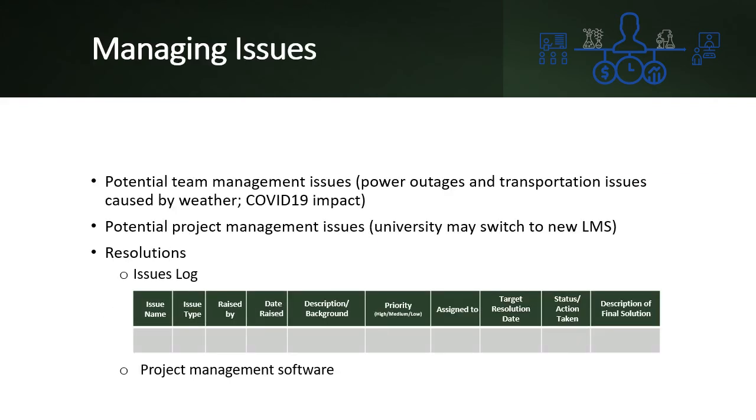Potential issues could be divided into team management issues, such as power outages and transportation issues caused by the weather and COVID-19 consequences, and project management issues, one example of which could be the decision of the university to switch to a new LMS. One of the most effective resolutions is creating an issue log. According to mindtools.com, an issue log is a tool for reporting and communicating what's happening with the project. This makes sure that issues are raised and then investigated and resolved quickly and effectively.